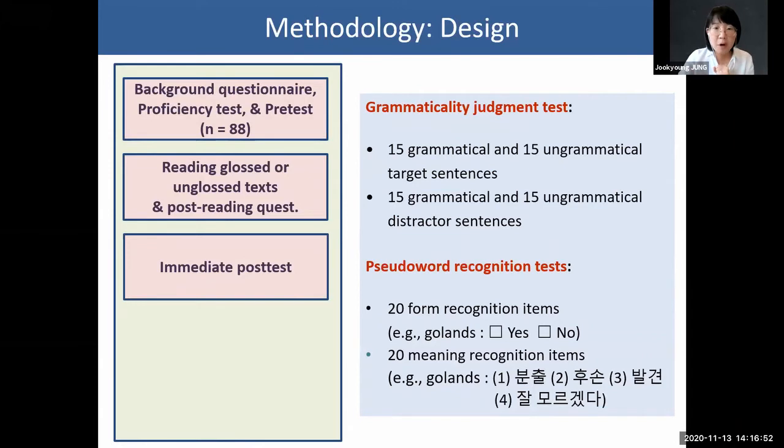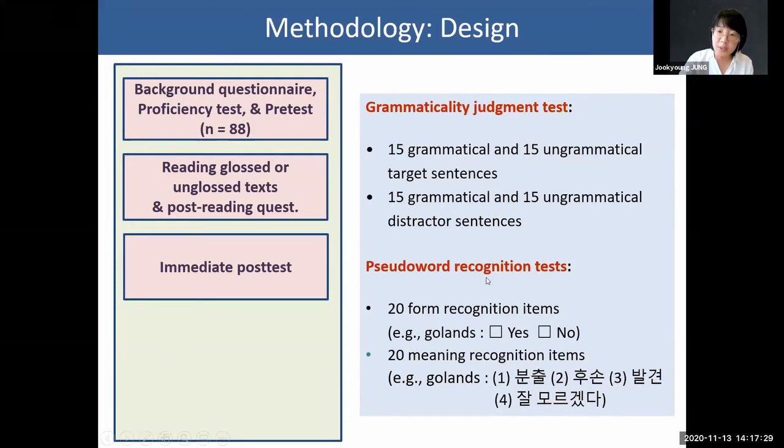But the different part in this study is that there was a pre-test as well as a post-test. So there was also a GETA test, but in this case, in addition to 15 grammatical and 15 ungrammatical target sentences, in other words, sentences that were made with the target unaccusative verbs, there were additional GETA items that involved new unaccusative verbs because I wanted to see if the learning could transfer to novel cases.